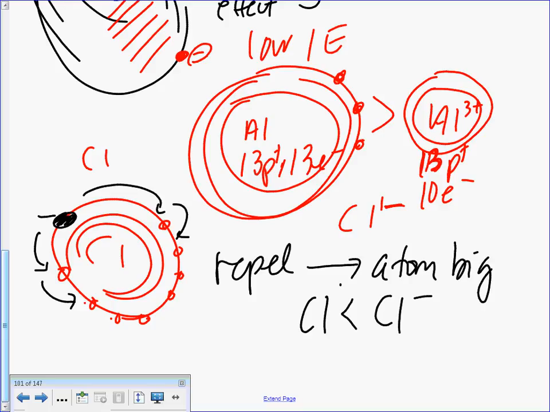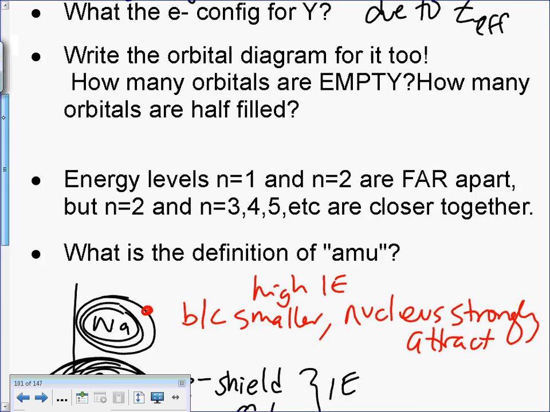There's a lot of details here, but I want you to overall know the trends and then 2 reasons why the trends occur: Zeff, effective nuclear charge, and then building of shells, or electron shielding. So let's look at some more of these and then we'll kind of conclude where we can on trends.